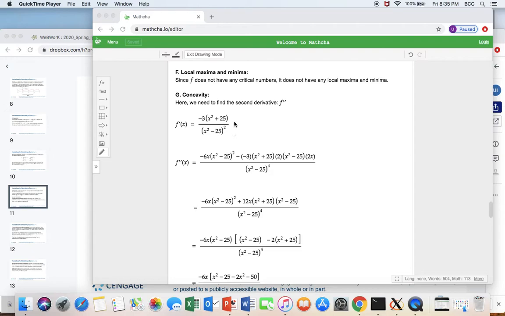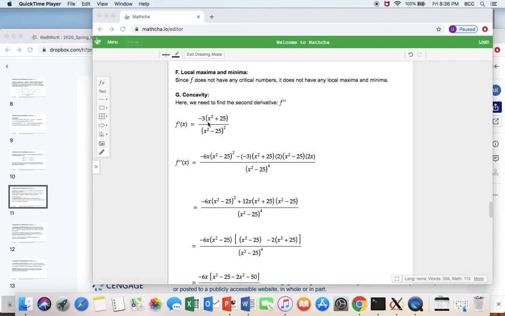This is by the quotient rule. So let's be careful again. Denominator squared, so you already have a square. When you square it once more, it becomes power 4. Derivative of the numerator: this is essentially negative 3x squared. Its derivative is negative 6x. This is negative 75, whose derivative is 0, so that doesn't contribute anything.